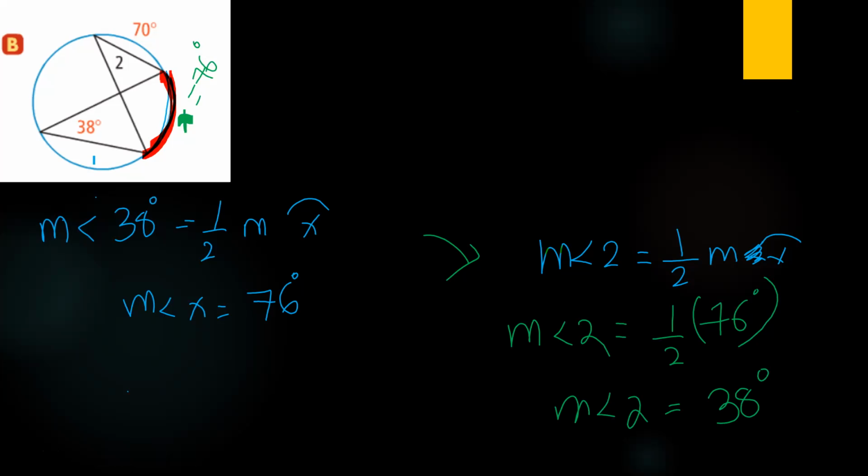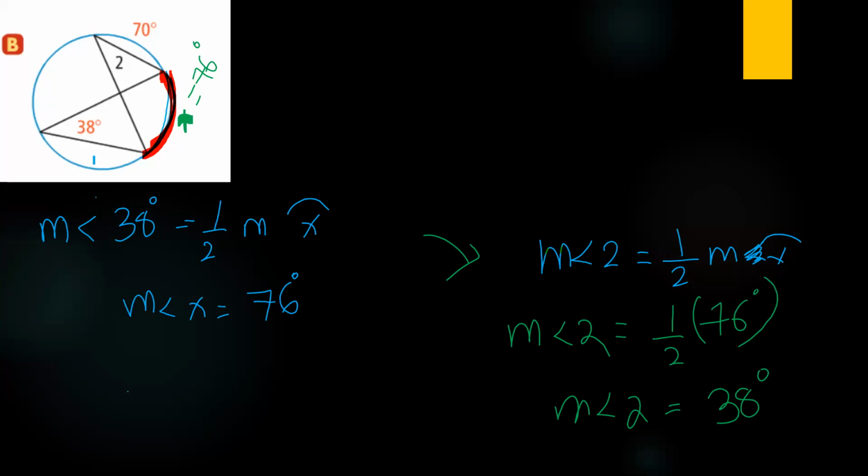Is it clear? Angle 1 and angle 2 means angle 2 must be 38 because they intercept the same arc. Yes, that's it. Since here we have the angle 38 and angle 2 with the same intercepted arc, if two angles have the same intercepted arc, these two angles will be congruent, as we see here.